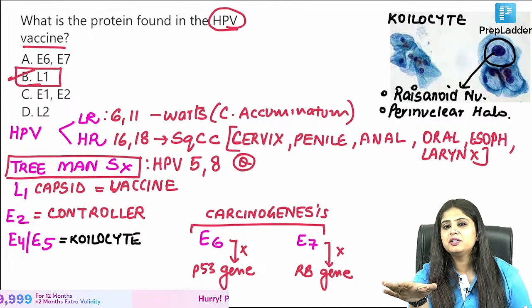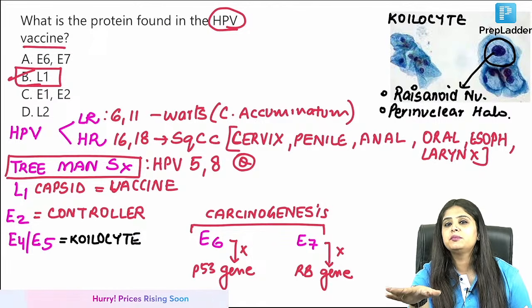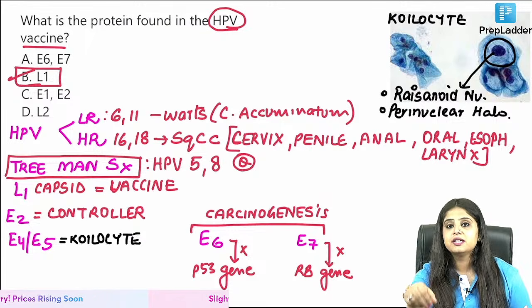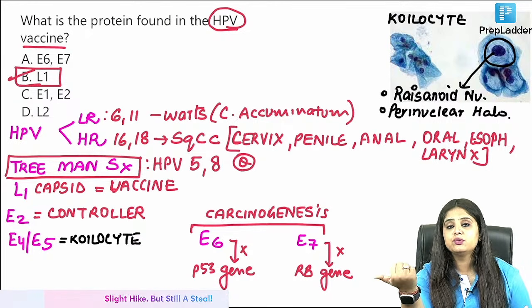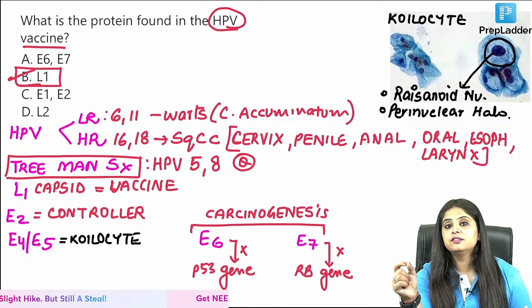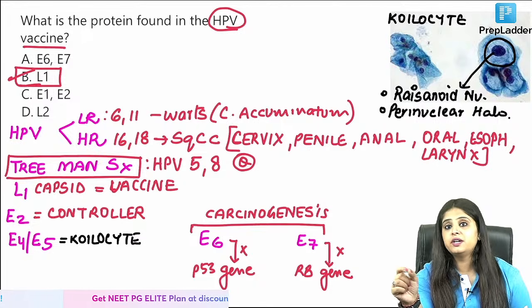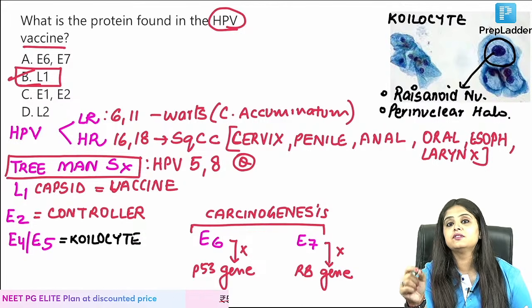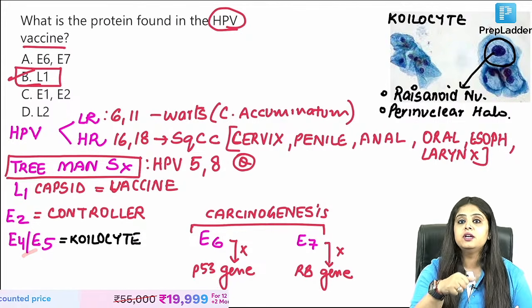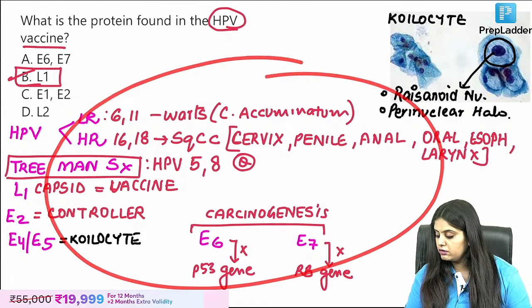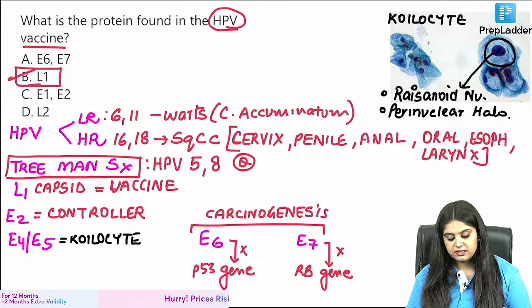Female, pap smear, genital area, I would suspect HSV2, below the waist. Third, there is a female, pap smear shows you raisinoid nucleus with perinuclear halo. They don't write the word koilocyte. Raisinoid nucleus with perinuclear halo, you are going to think of human papilloma virus. All the questions of human papilloma virus are settled for you.